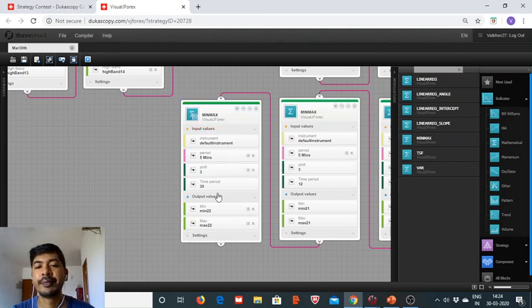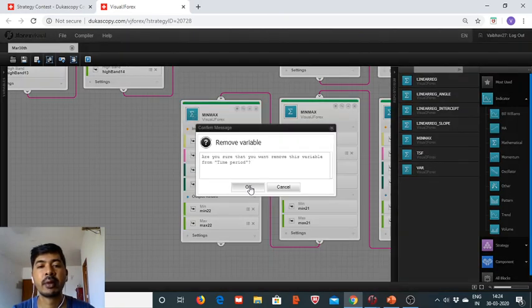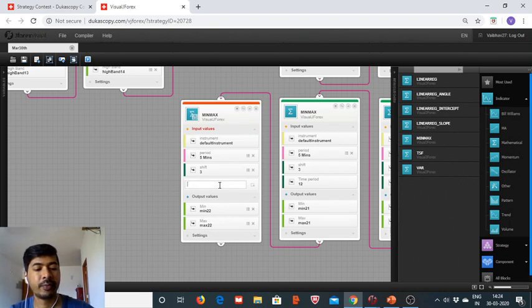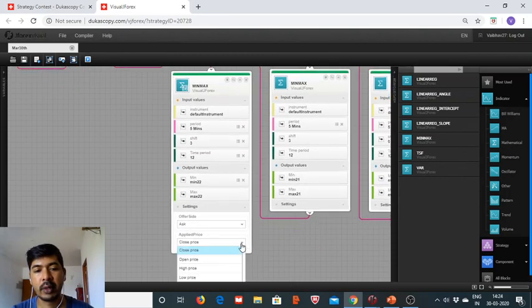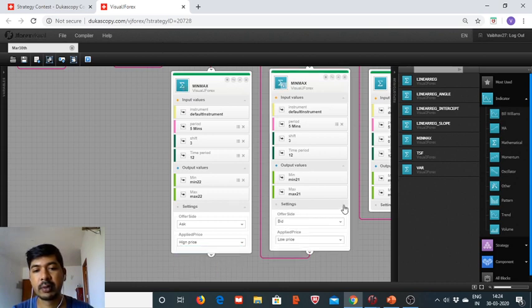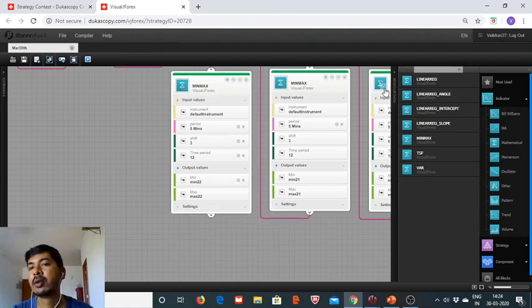Shift 3, and here 12 with the ask side and the high price. Okay, so far so good.